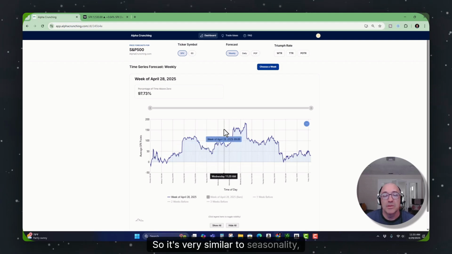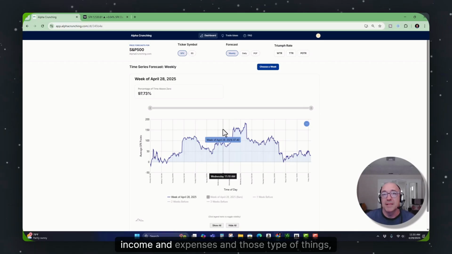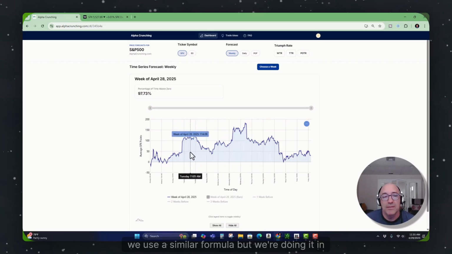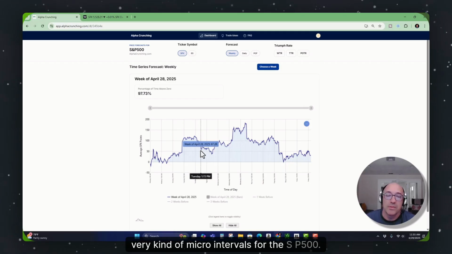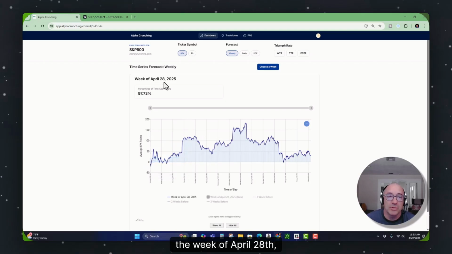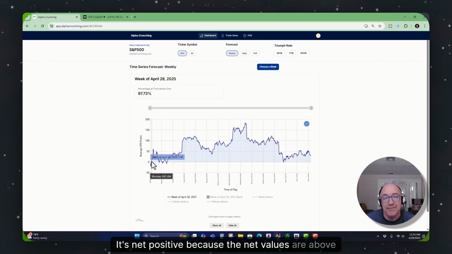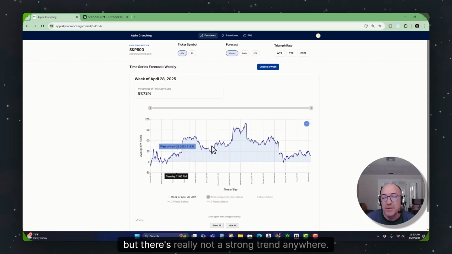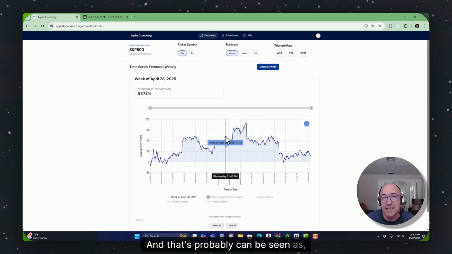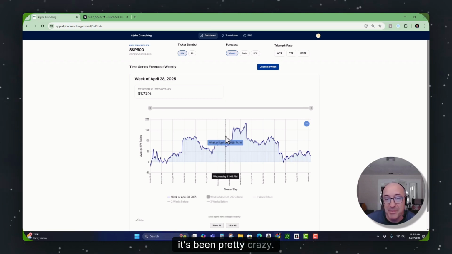So it's very similar to seasonality, something in forecasting business, income and expenses and those type of things. We use a similar formula, but we're doing it in very micro intervals for the S&P 500. And we can see for this particular week, the week of April 28th, it's very, very choppy. It's net positive because the net values are above 0, but there's really not a strong trend anywhere. And that can be seen, if you've been following the market the past, through the tariff stuff. It's been pretty crazy.